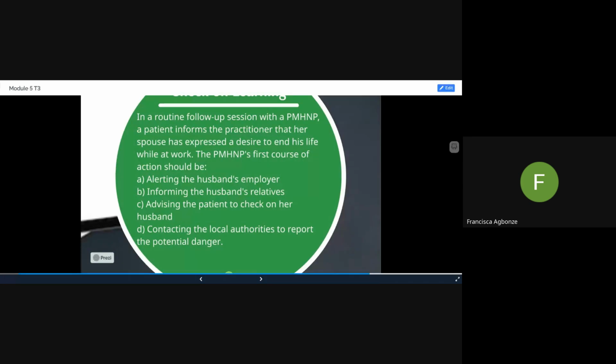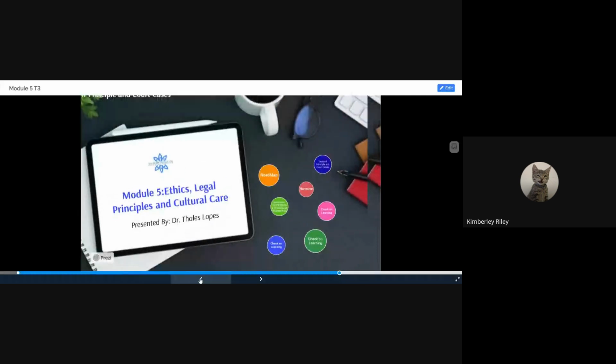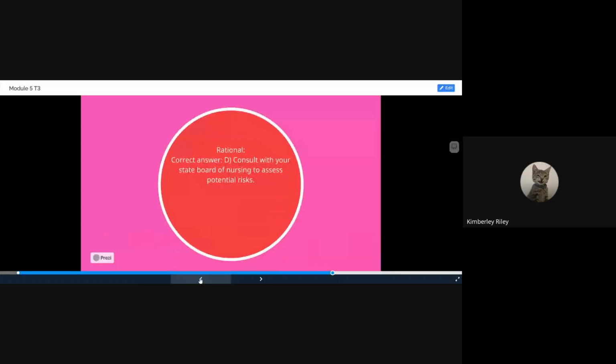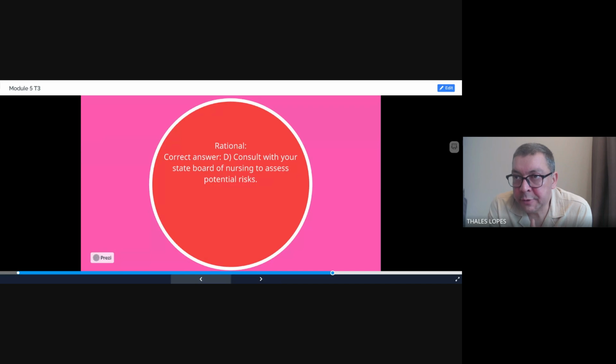So the answer is D, because you can't go to the employer. That would escalate the problem. So you need to confirm with what's correct in your state or what national law applies. You have a duty to warn. That's the bottom line. If it's applicable to your state, you can do it.